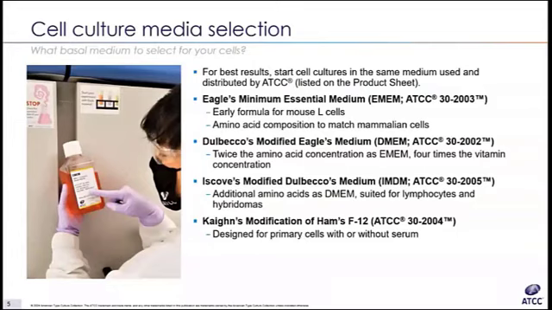Ham's F12K is a modification of the original Ham's medium. Ham's medium was designed to support the growth of CHO cells, Chinese hamster ovary cells. The Kaighn's modification has increased amounts of amino acids, pyruvate, biotin, calcium, magnesium, putrescine, and phenol red. This rich medium formulation is designed to support the growth and differentiation of primary cells with or without serum.